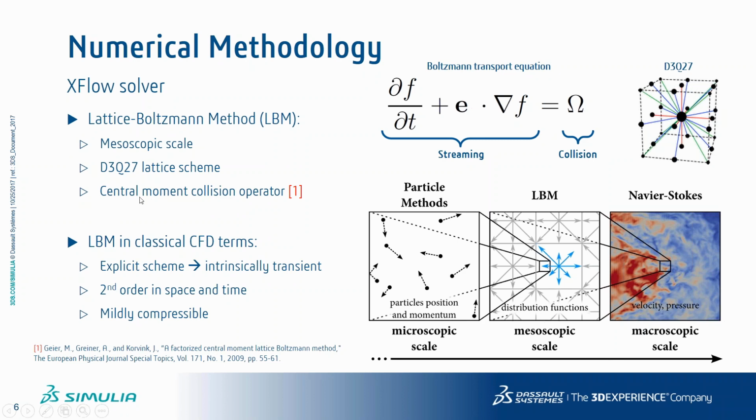So we also use a specific central moment collision operator that improves accuracy and lowers the numerical dissipation. And let's say in classical CFD terms, Lattice-Boltzmann is pretty much an explicit scheme. Okay, it's inherently transient because it's a Lagrangian method, and it's second order in time and space, mildly compressible.